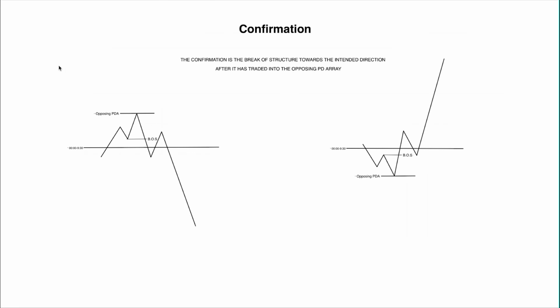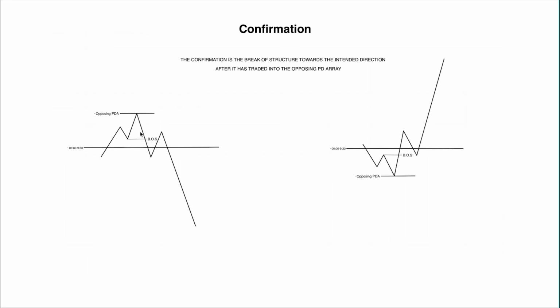Well, you might be thinking, it's all good that you anticipate price to trade into an opposing PD array, but how do I know that PD array is going to be respected? Well, that's where this component of my ICT A+ entry checklist comes into play, which is the confirmation. The confirmation is the break of structure towards the intended direction after price has traded into the opposing PD array. So once price trades into that 15-minute fair value gap, that hourly fair value gap, that 4-hour fair value gap, that daily fair value gap, or into one of those liquidity pools that are outlined, I want to see price actually break structure towards the intended direction.